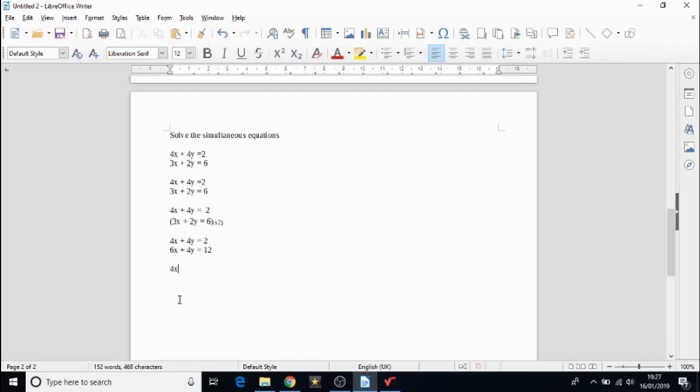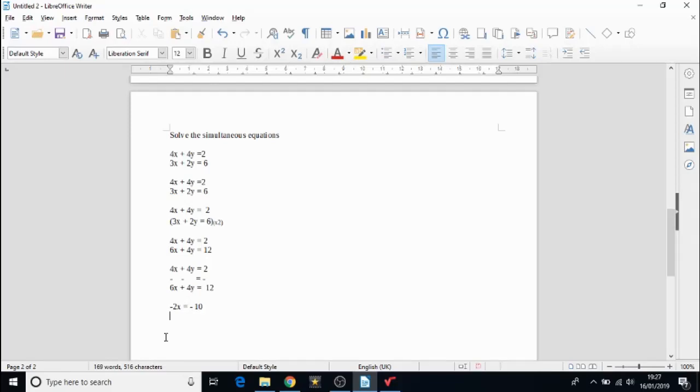We need to do 4x plus 4y is equal to 2, minus 6x plus 4y is equal to 12. So 4x minus 6x is minus 2x. Positive 4y minus positive 4y is equal to 0, so you can leave that blank. 2 minus 12 is equal to minus 10.